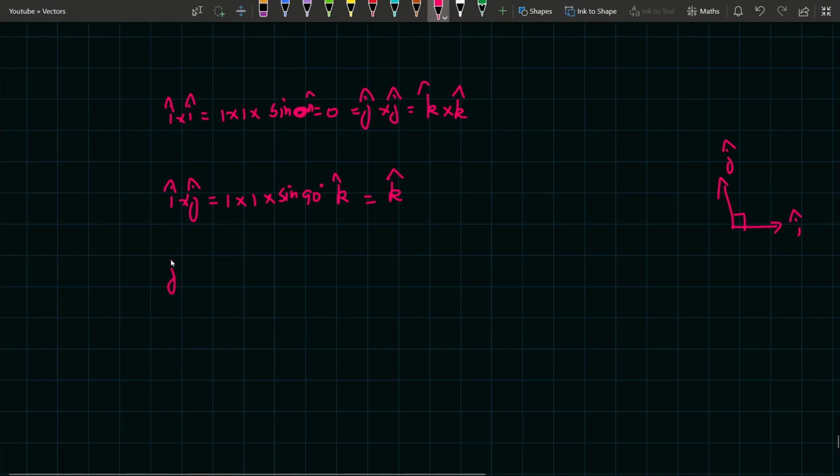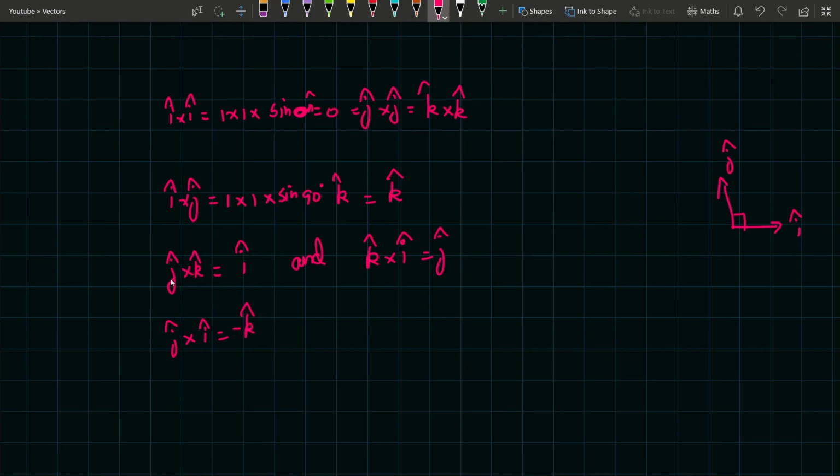Similarly, j cap cross k cap will give you i cap, and k cap cross i cap will give you j cap. What if the order is reversed? That is j cap cross i, k cap cross j, i cap cross k. What happens then? In cross product, the order is very important. If the order is reversed, then the vector will be negative. That is, i cap cross j cap is k cap, but j cap cross i cap is minus k cap. So it is just the opposite.